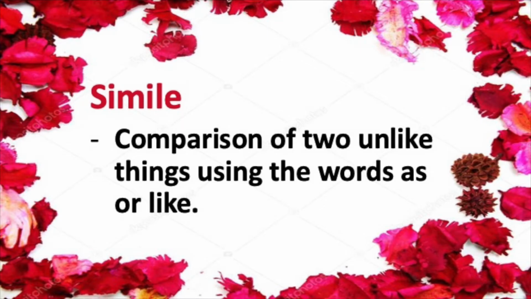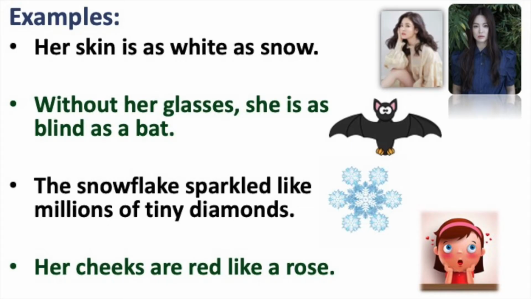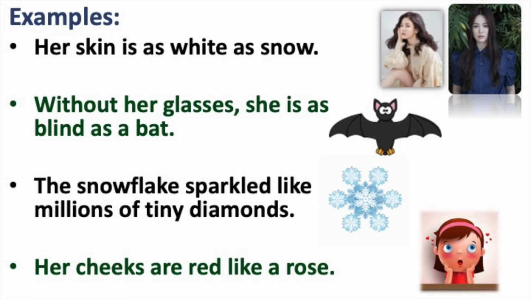Let's have examples. Our first example: her skin is as white as snow. As you can see, we use the word as in comparing. What are the two things that we compare? The two things that we compared are the skin and snow because they are both white.